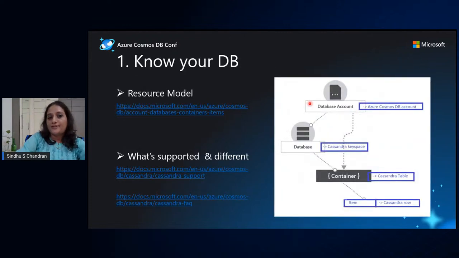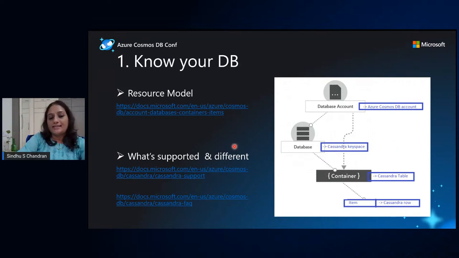So the first important item that you need to be aware of is the resource model. This is the mapping to Cassandra for your Azure Cosmos DB. You have the Azure Cosmos DB account created based on the flavor of Cosmos DB that you are using. So you create this for Cassandra, and the database here that you create maps to the Cassandra keyspace. Within the database, you can add multiple containers, and container is the term which maps to a Cassandra table. And the items here map to Cassandra rows. So this is the first important part to understand.